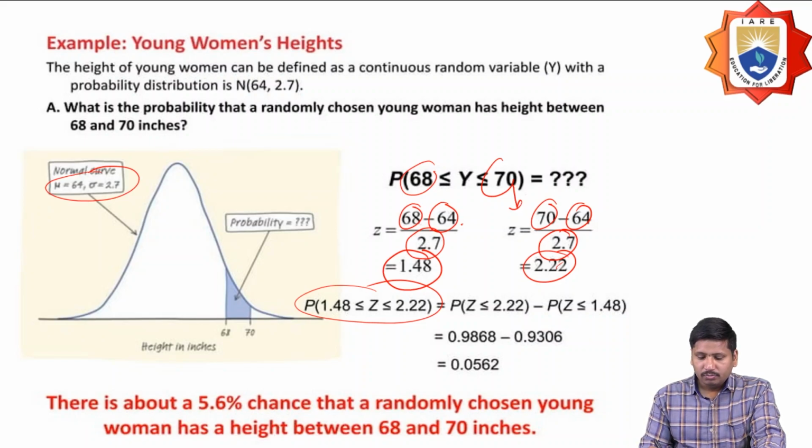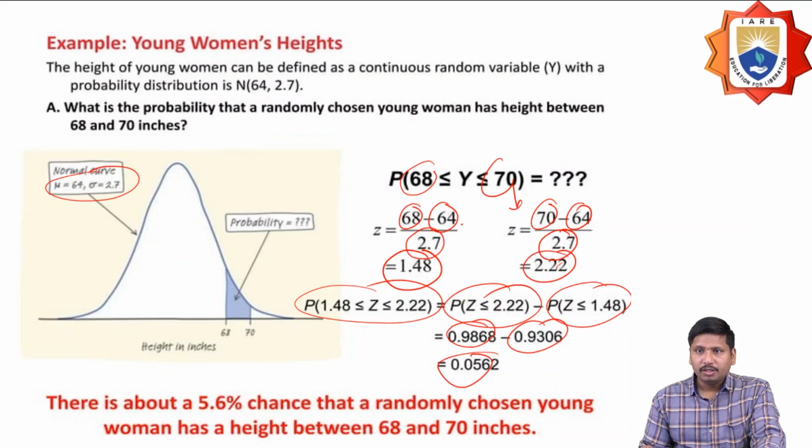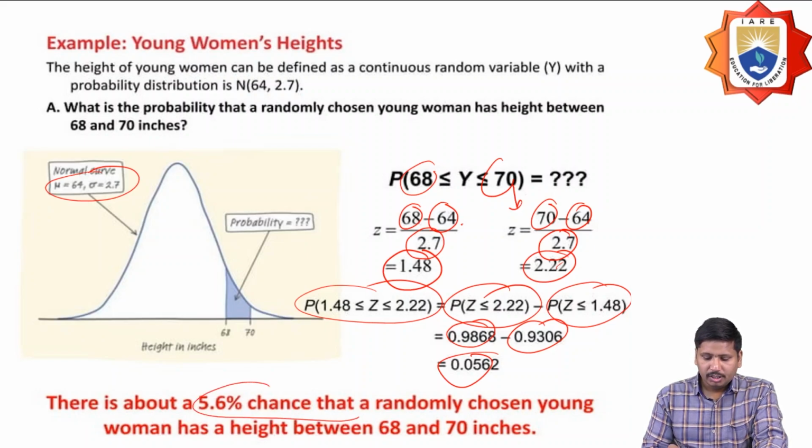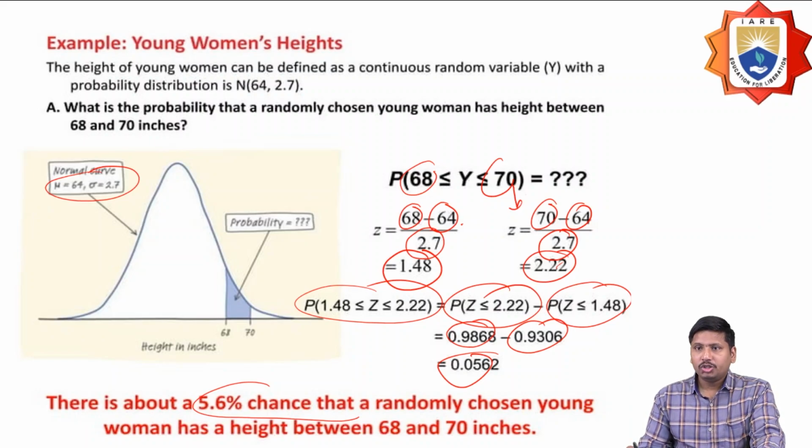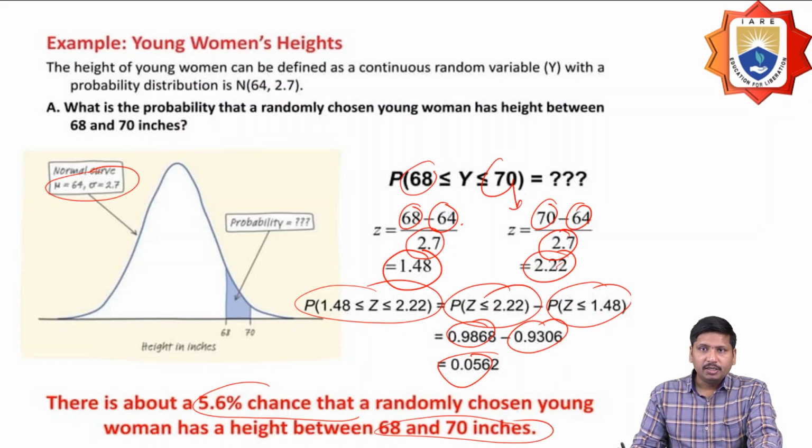So what is the probability that Z is less than 1.48? This value is obtained from the Z score values table, and finally I'm going to get this value. That means we're going to get a 5.6% chance that a randomly chosen young woman's height is in between 68 and 70.